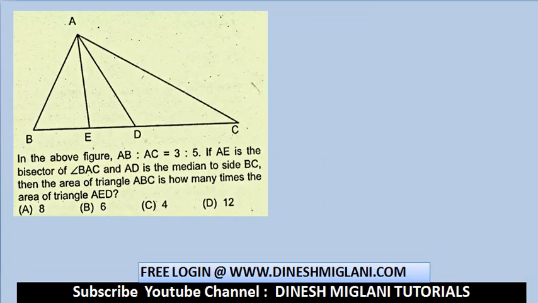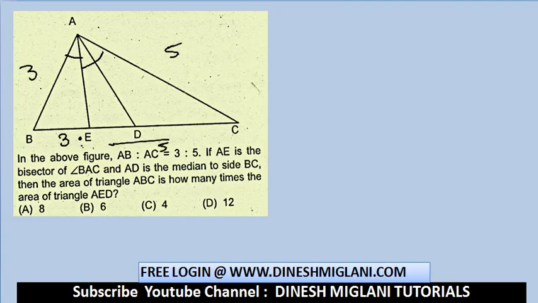In this question, it is given that in the figure AB is to AC 3:5. AB is to AC, that is 3:5. AE is the bisector of angle A. AE is, this is the angle bisector. It means this ratio is also said to be 3:5.